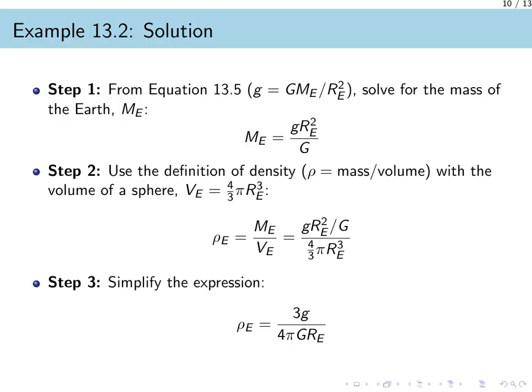Finally, we simplify this expression. Notice that the term for the Earth's radius squared in the numerator cancels with 2 of the 3 factors of the radius in the denominator. After rearranging the terms, we arrive at our final, simplified equation. The average density of the Earth is equal to 3 times g, all divided by the quantity 4 times pi times G times the Earth's radius.